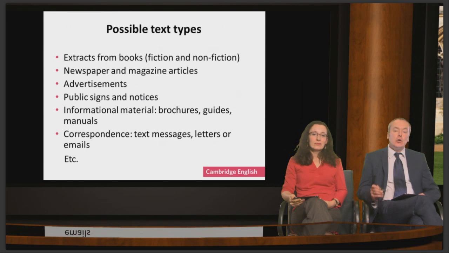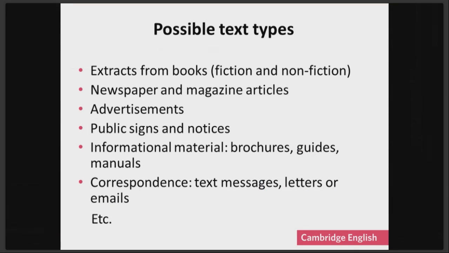So could we ask learners to read similar texts in a test? Now here on the slide, you can see some of the possible text types. Extracts from books, both fiction and non-fiction, and newspapers and magazine articles. These are all quite predictable, but we can also use advertisements and public signs or notices. Another text type is informational material. By that I mean brochures, guides, manuals, that kind of thing. And we can use correspondence, emails, text messages, and letters and so on. And there are other text types I'm sure you've come across.